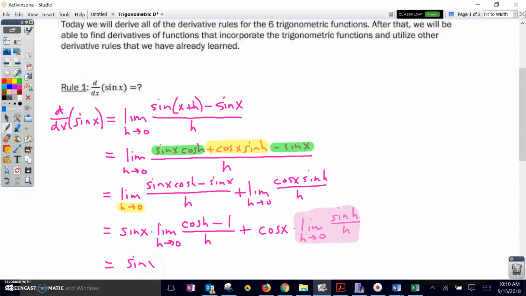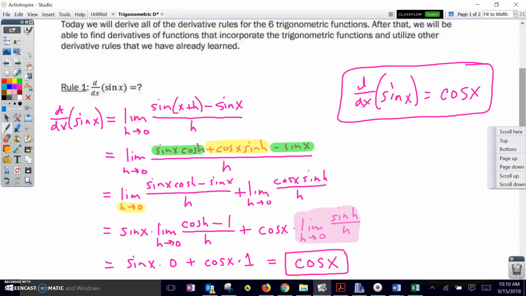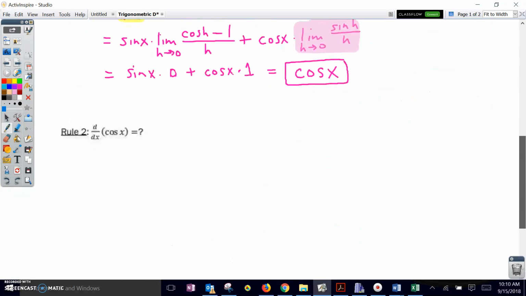And so this becomes sine of x times 0 plus cosine of x times 1. And this just becomes cosine of x. And so our derivative rule is that the derivative of sine of x is equal to cosine of x. And so now anytime we need to take the derivative of the sine, we can apply that rule, that the derivative of the sine of x is cosine of x. Let's move on, and we'll derive the rule for cosine in a similar fashion.